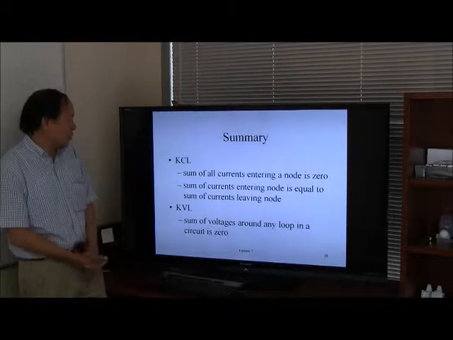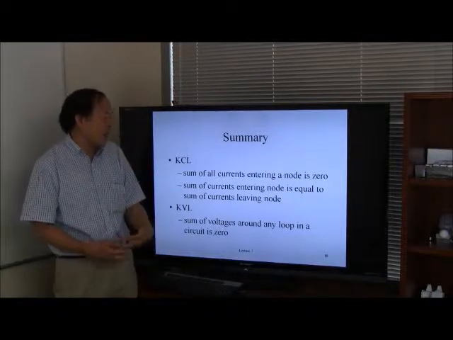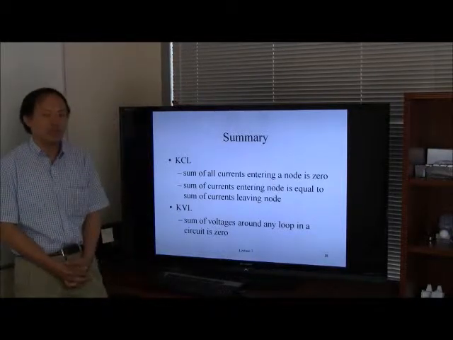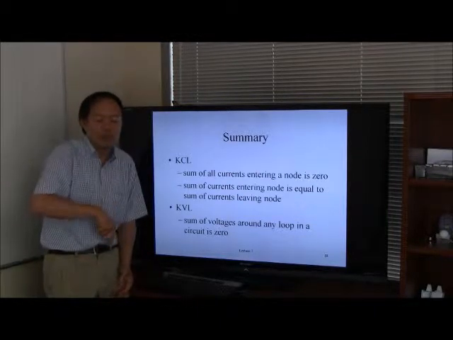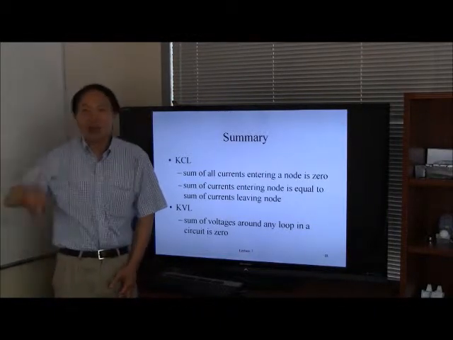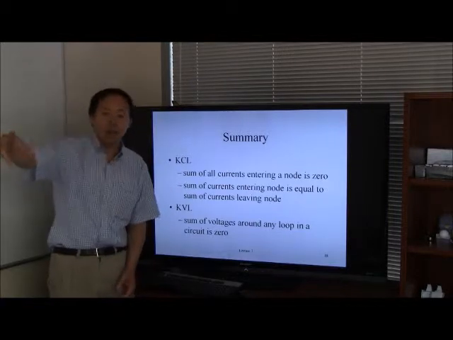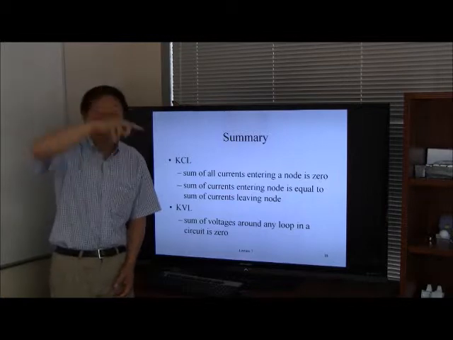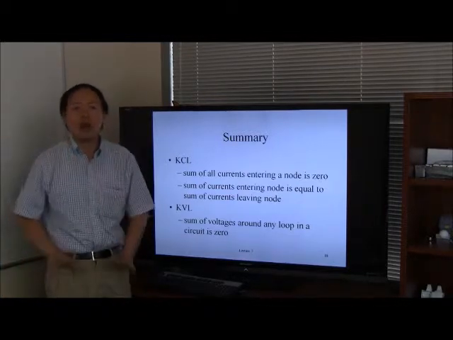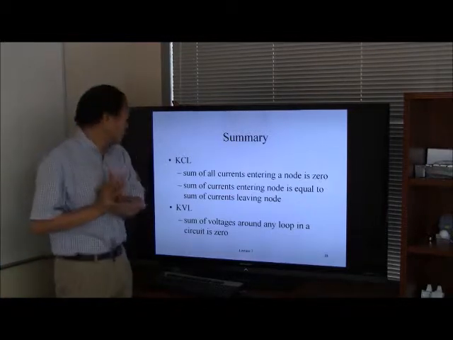KVL states that the sum of the voltages around any loop in a circuit is equal to 0. So if you go around in the loop, starting from one place and ending back in the same place, and you count all the ups and downs in the voltages, adding all these ups and downs together, when you return back to the same place, you have a sum of 0.